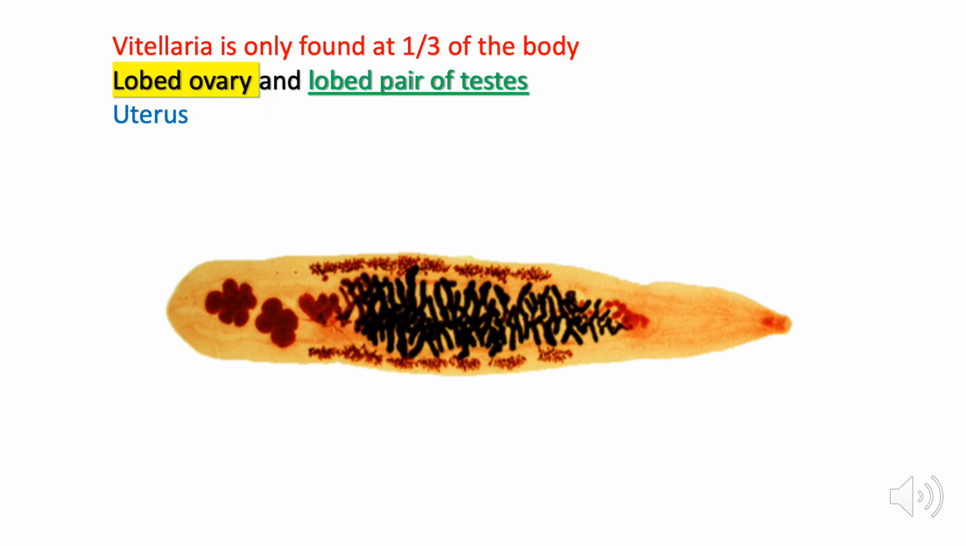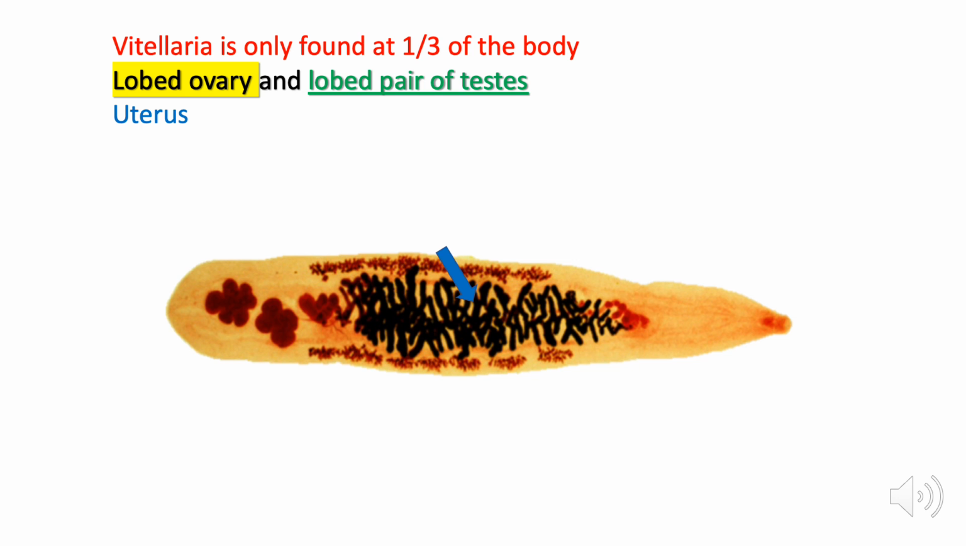Let's identify the other parts. We have the vitellaria, which is similar to Clonorchis. It is only found within the middle one-third of the body of the worm. This is its single ovary, and it is lobulated or lobed. This is its uterus. So up to this point, basically all the structures that we have mentioned are similar to both Clonorchis and Opisthorchis.